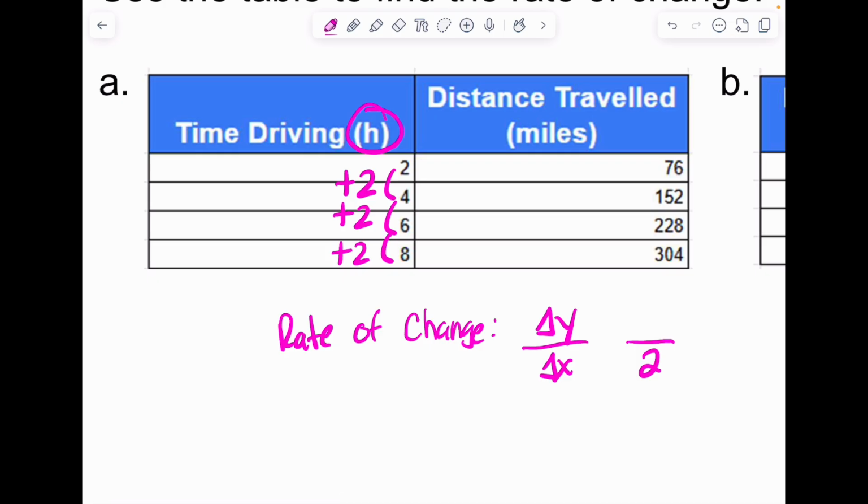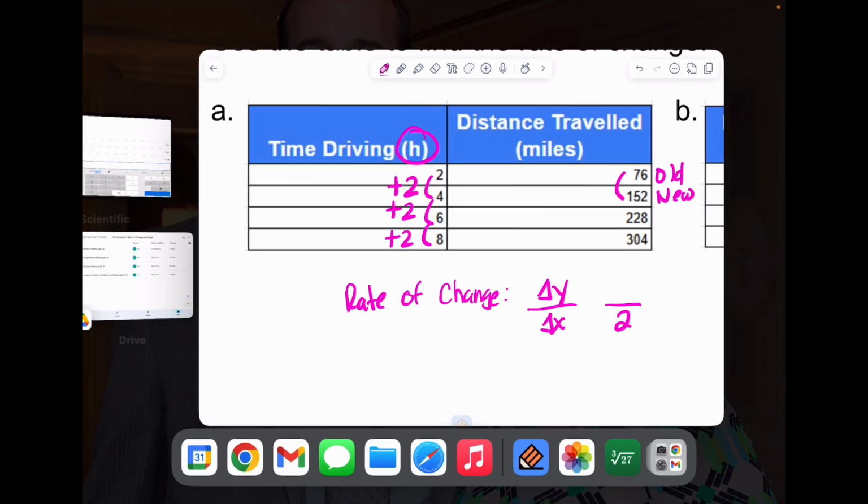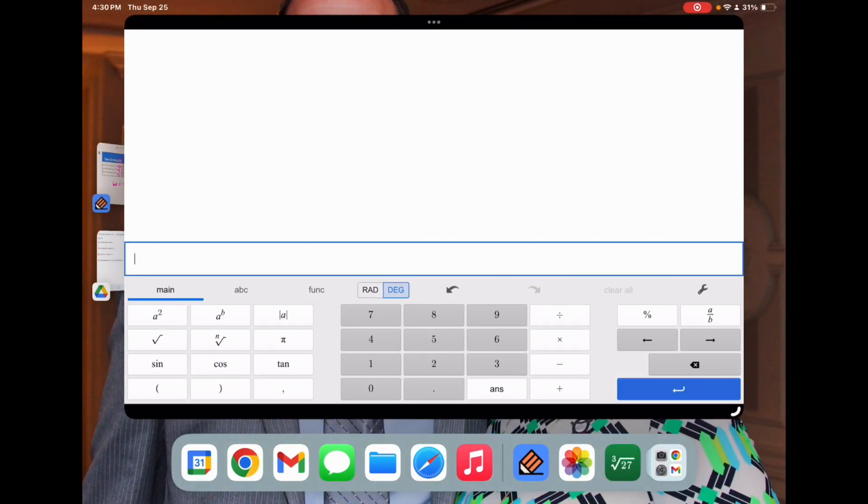Okay, my change in y. If you're wondering, if I can't do 76 to 140 or 152 in my head, isn't this the new value? Isn't that the old? So I always tell kids take new minus old. So if I take my calculator, let me clear it out, and if I take 152 and I subtract 76, I get 76.